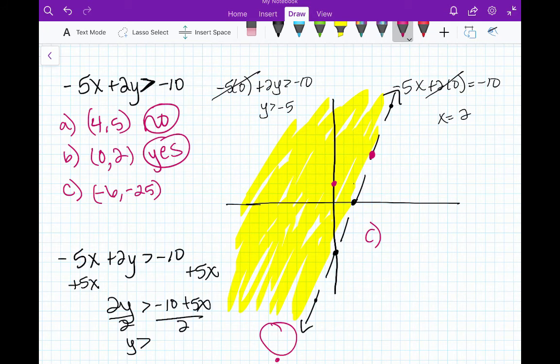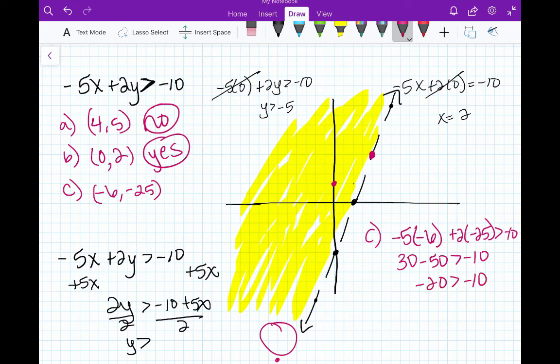I'm going to plug in a negative 6 for x, so negative 5 times negative 6 plus 2 times negative 25 needs to be greater than negative 10. Negative 5 times negative 6 is 30. 2 times negative 25 is negative 50. That needs to be greater than negative 10. 30 minus 50 is negative 20. So is negative 20 greater than negative 10? It is not. So this is not a solution because negative 20 is not greater than negative 10.